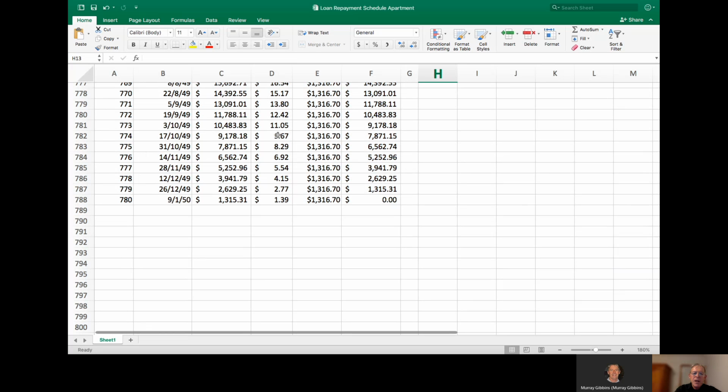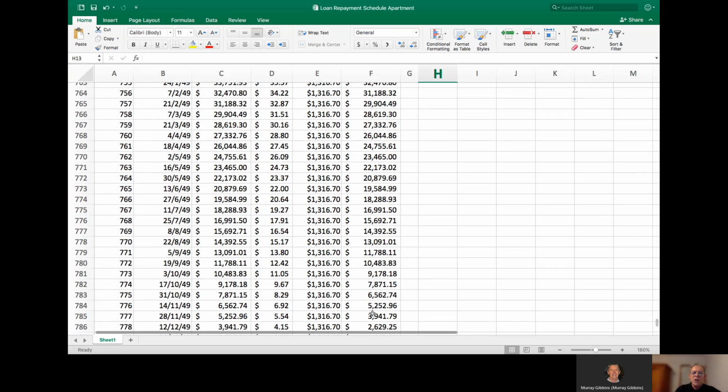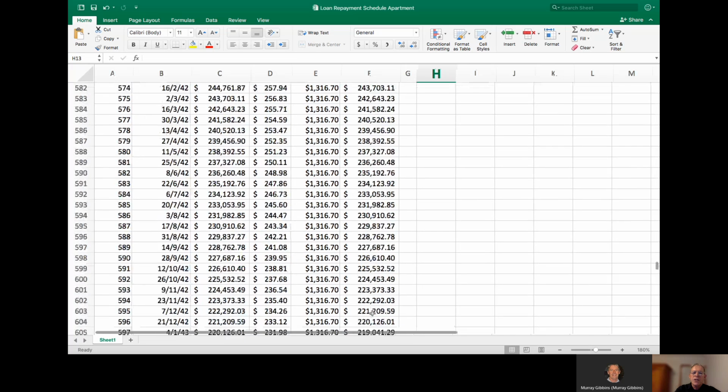At the end of the day, we're only paying $9 interest because our balance is so small. You know, it starts to drop and we start to pay a lot off our loan in the last period and we get down to zero. So we know that our calculations are correct.